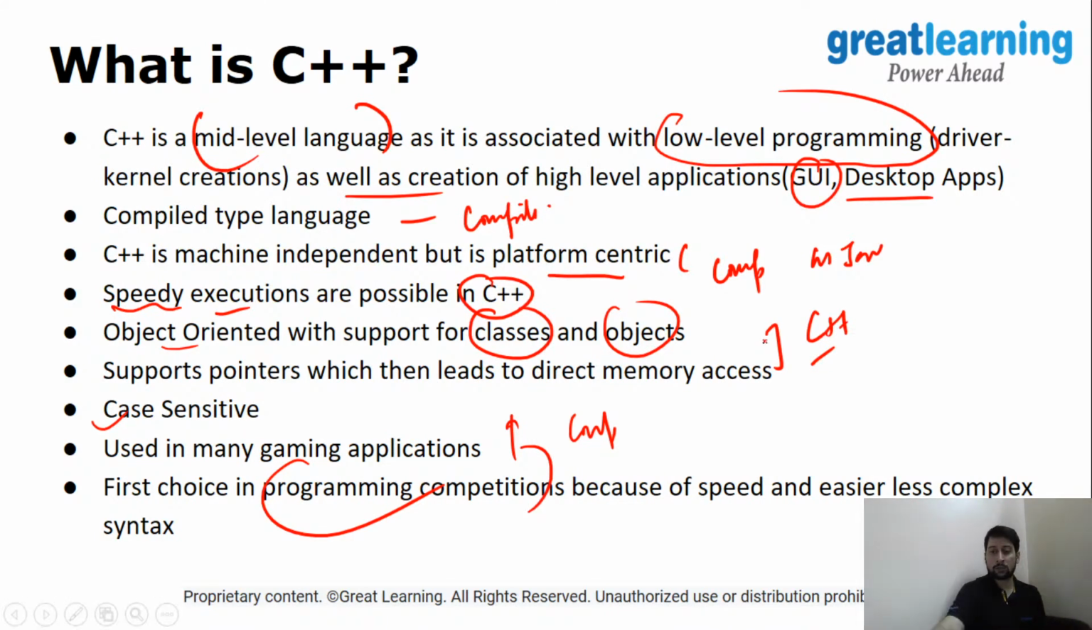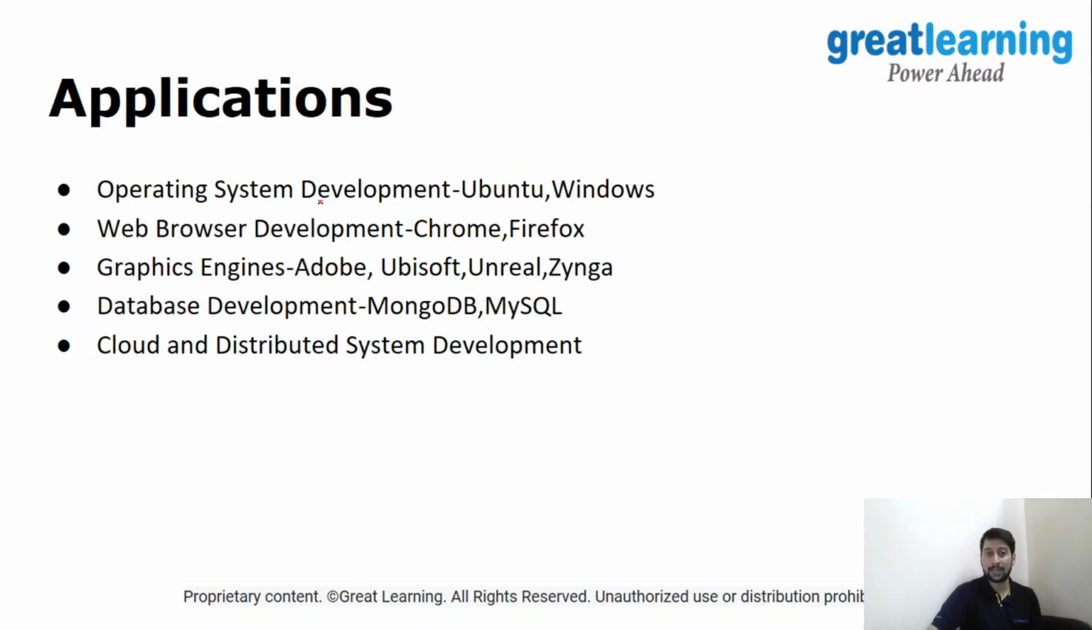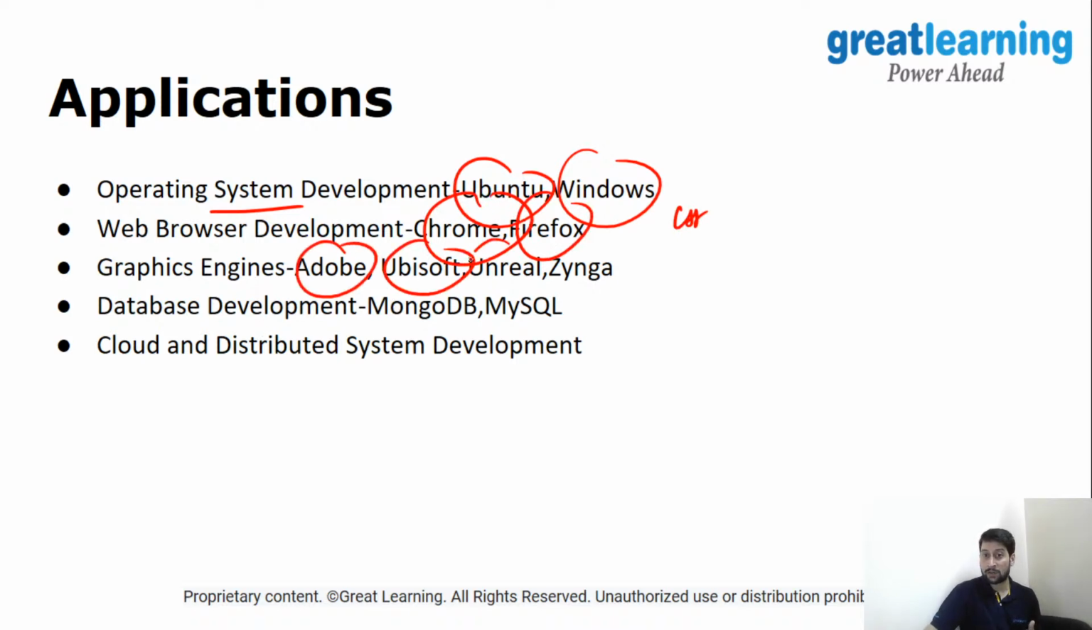Okay, cool. So now what are the applications? You can use C++ for building operating systems like Windows. Some part of it is written in C++. Web browsers like Chrome, Firefox. Graphic engines like Adobe, Unity, Unreal, Zynga. All these are applications of C++.